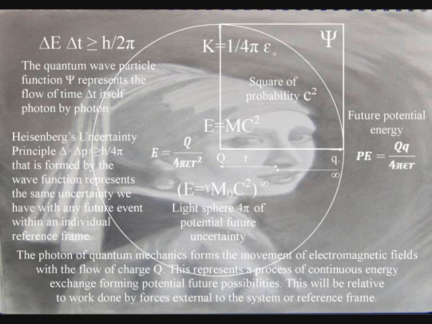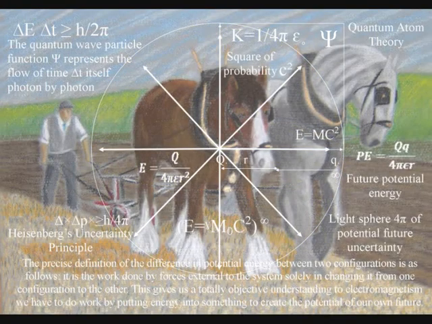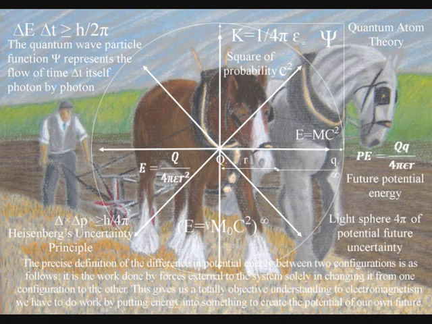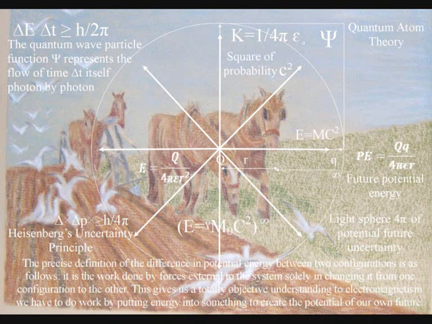Instead of having a number line representing the future, we have a test charge represented by a little q. The future is represented by potential energy in the form of voltage acting on a charge to move the charge from one point to another point. The voltage is the work done to bring a test charge, little q, from infinity all the way into a point that is a distance r away from the main charge Q. This gives us a totally objective understanding to electromagnetism. We have to do work by putting energy into something to create the potential of our own future.